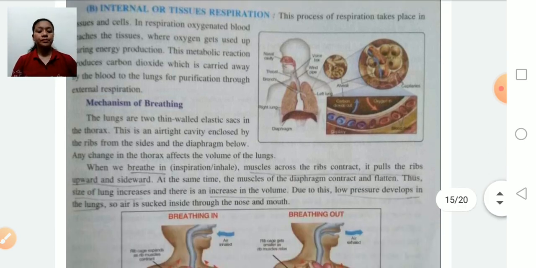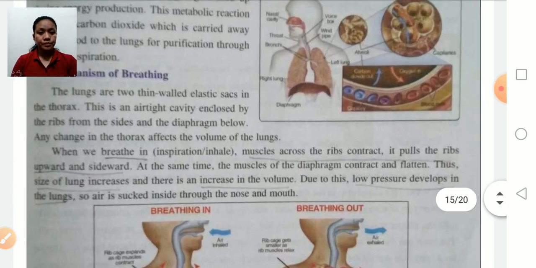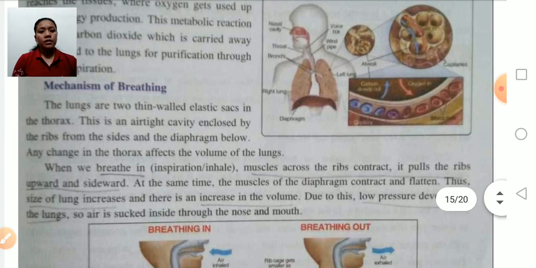Mechanisms of breathing. The lungs are two thin-walled elastic sacs in the thorax, which means the chest. Okay, in the chest, two elastic sacs.